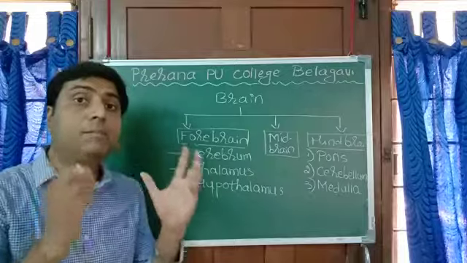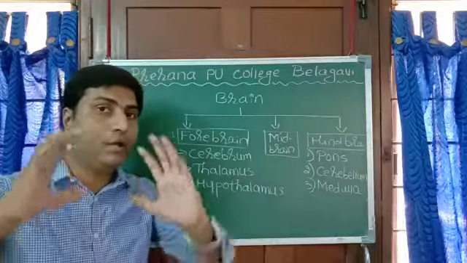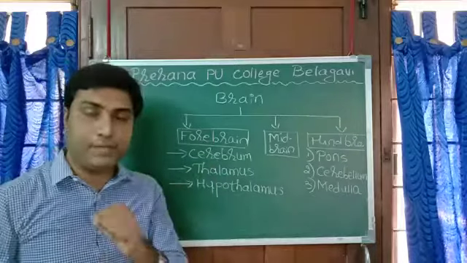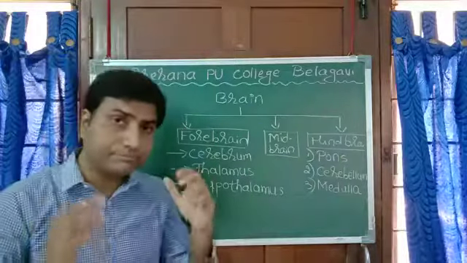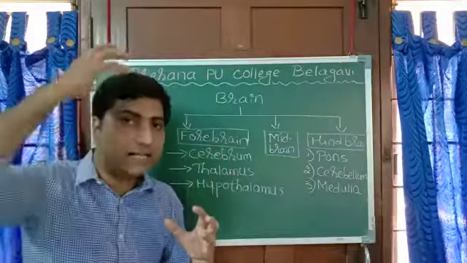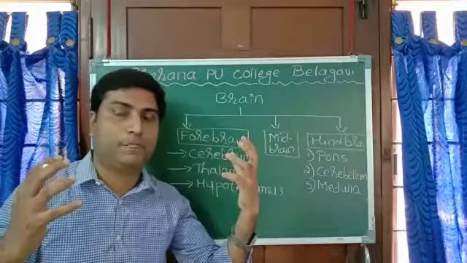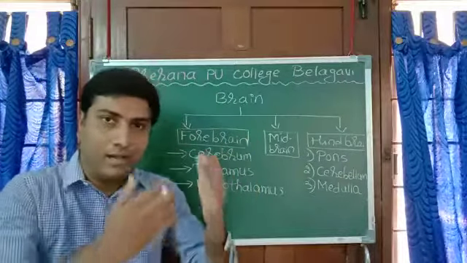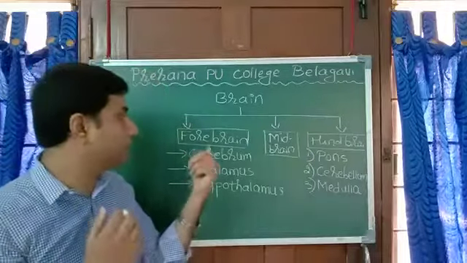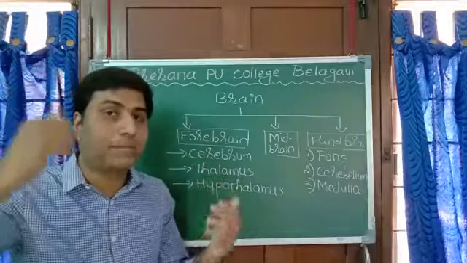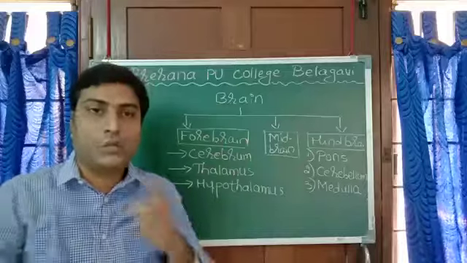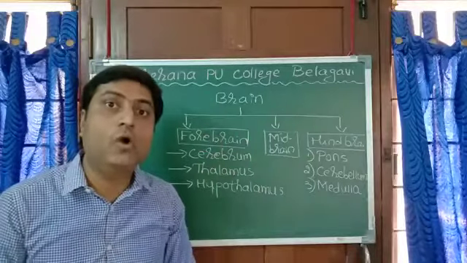Cerebrum is the major part of our brain. Whenever we think of the brain, what comes to our imagination is the cerebrum. The cerebrum is made up of two parts, the right hemisphere and the left hemisphere. And a very interesting thing: the left part of our body is controlled by the right cerebral hemisphere, and the right part is controlled by the left cerebral hemisphere. So it is crossed. That is one thing you have to remember.